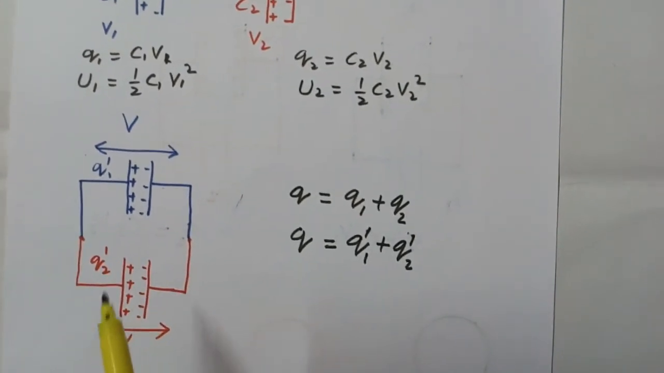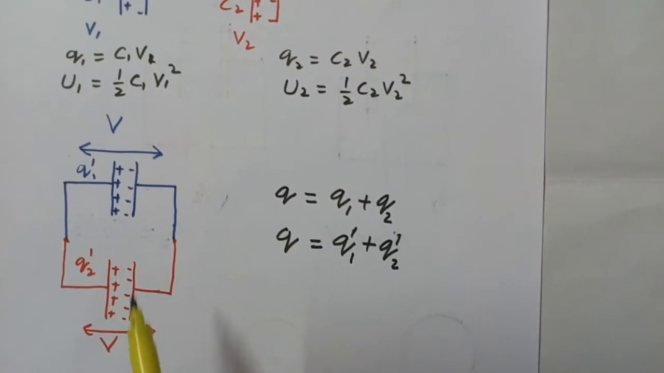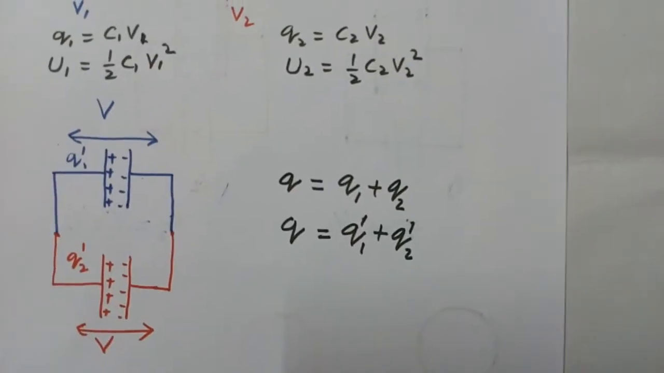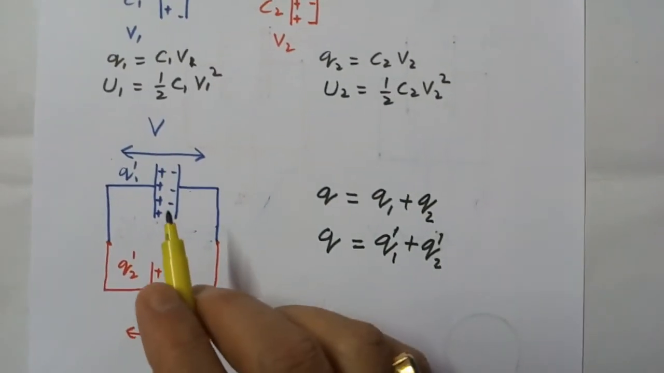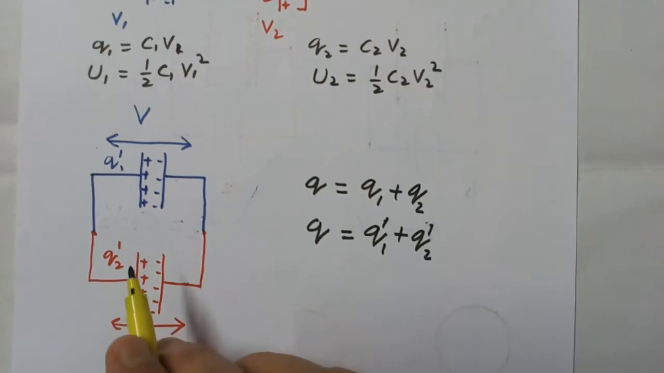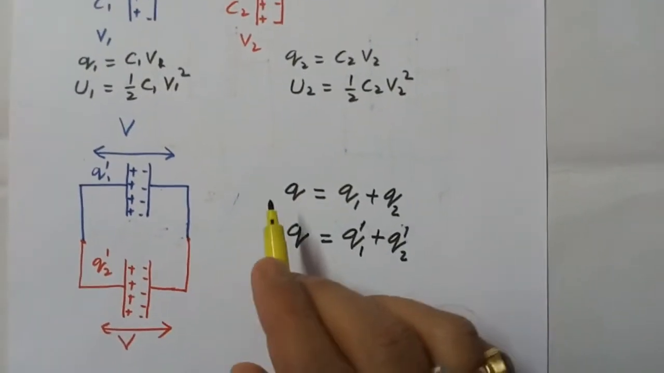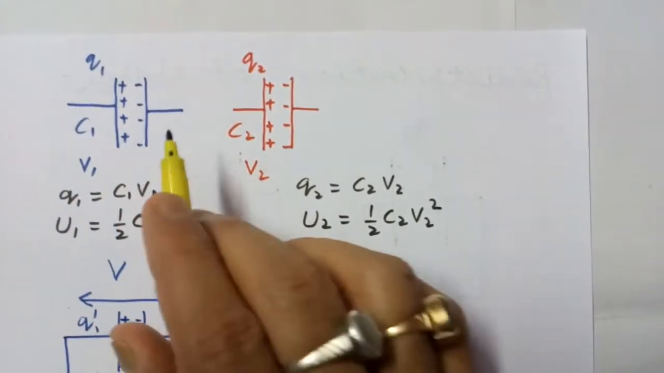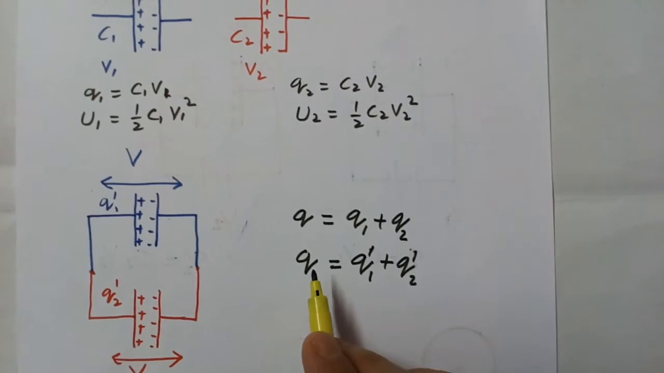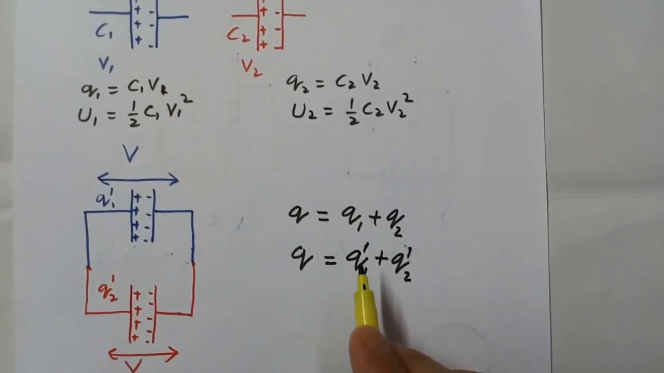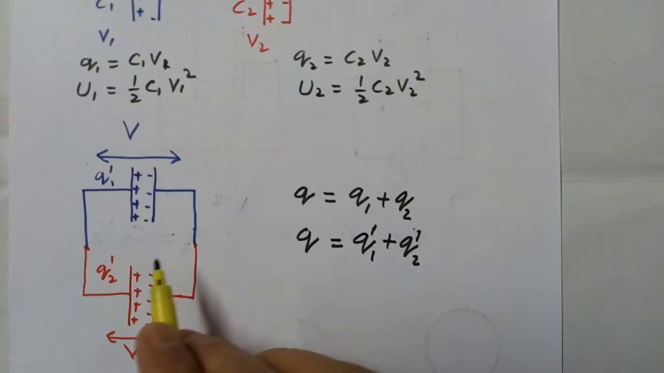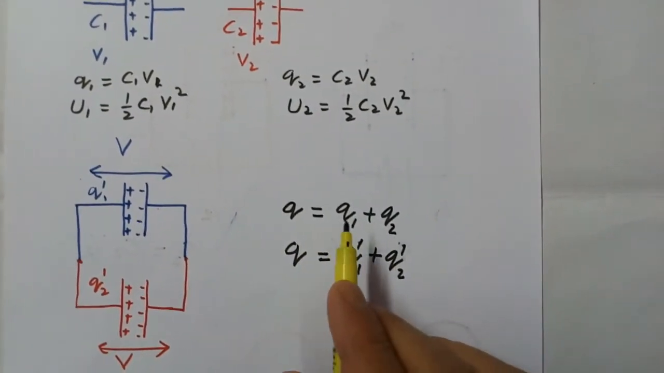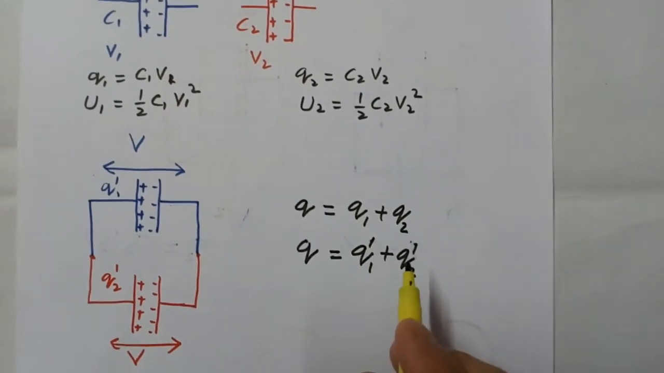Now in this condition the potential difference across the plates of each capacitor is V. This is the common potential. And let after redistribution the charge on the first capacitor be Q1 dash and the charge on the second capacitor be Q2 dash. Now Q is equal to Q1 plus Q2. This is the total charge before redistribution, and Q is equal to Q1 dash plus Q2 dash. This is the total charge after redistribution. But since charge is conserved, the total charge will remain constant. Therefore Q1 plus Q2 will be equal to Q1 dash plus Q2 dash.